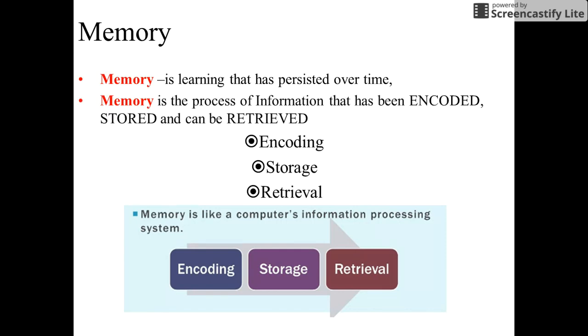So, first thing, let's just get a definition: what is memory? Memory is learning that has persisted over time. Memory is the process of information that has been encoded. First, it's encoded, stored, and then it can be retrieved. In other words, people say memory is like a computer for information processing. You first encode it, then you store it, and then the retrieval process takes place.